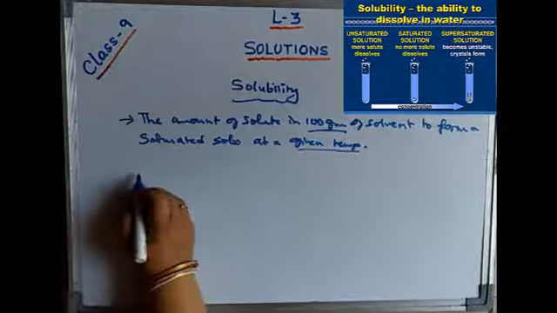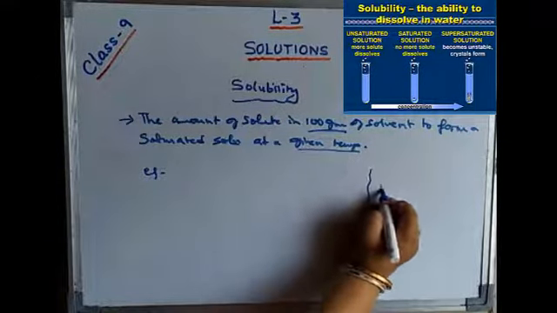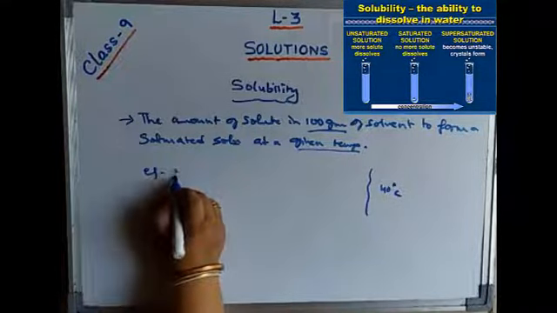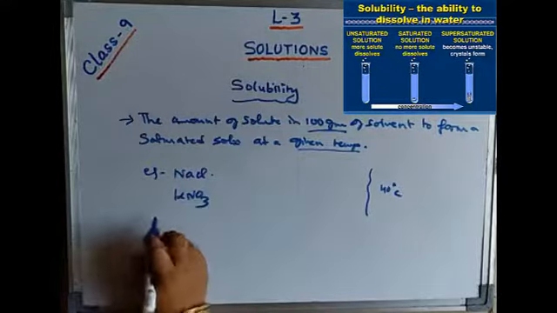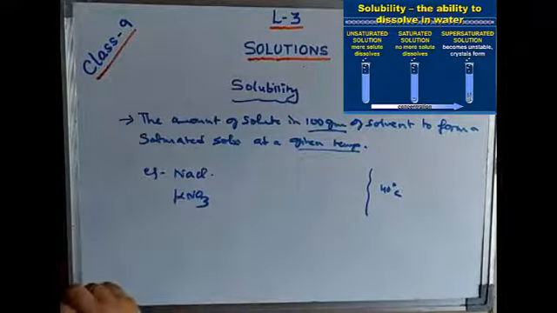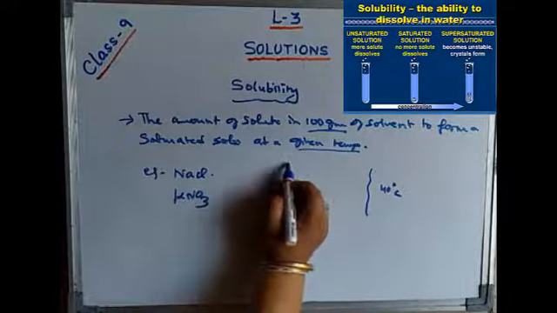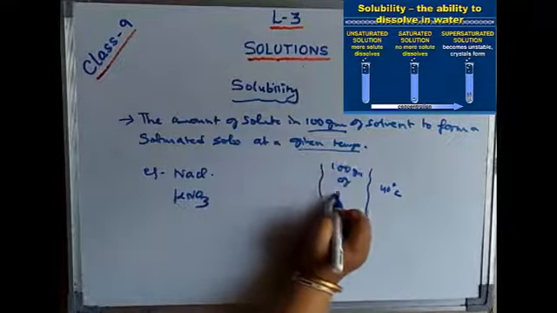So let us take an example of it. Let us compare at a certain temperature, that is 40 degrees centigrade. We have taken two examples, NaCl, that is sodium chloride, and potassium nitrate, KNO3. Both are soluble salts. So what is the amount of solvent? It is fixed, 100 grams of solvent. It is fixed for both.